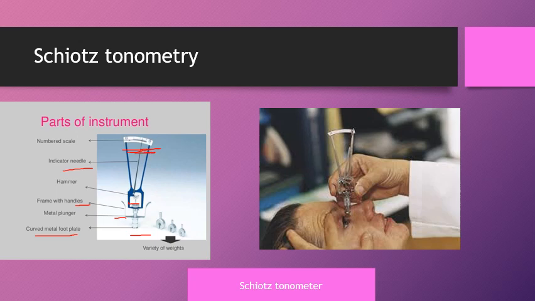In the Schiotz tonometer, we already have weights. The weights are placed here. The weight which the Schiotz tonometer already has is 5.5 grams. This 5.5 grams of weight is already present on the tonometer, and additional weights can be added, that is 7.5 grams and 10 grams.